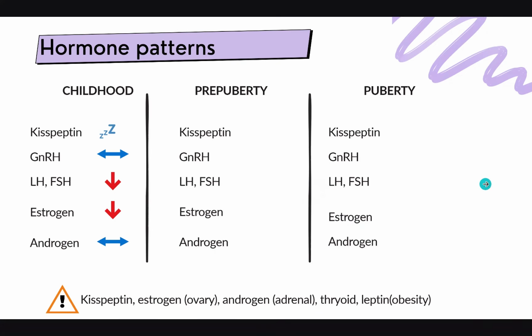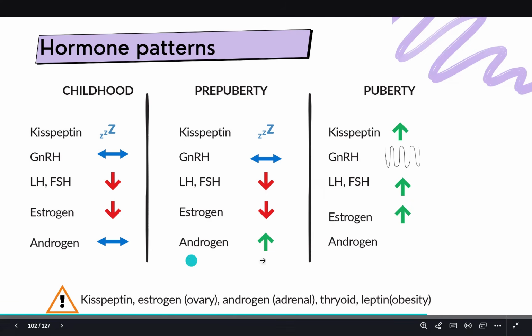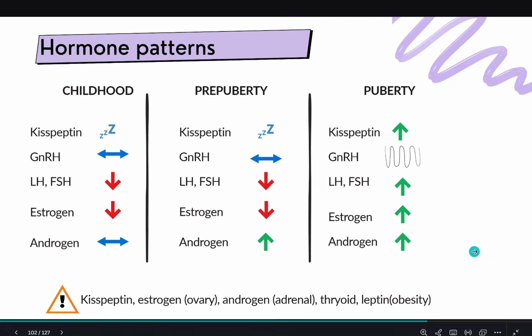Pre-puberty is a stage when adrenarche kicks in. But still, the kisspeptin is sleeping, and because of that, the GnRH is constantly high. This leads to low LH-FSH and low estrogen. And again, as I mentioned, the adrenarche kicks in over here, and this leads to increased androgen. Puberty kicks in when the kisspeptin awakes. Then the GnRH also has a pulsatile nature, and this increases the LH-FSH levels, and this leads to increased estrogen. And then we also have the adrenarche that's still continuing, so androgen levels are also high.